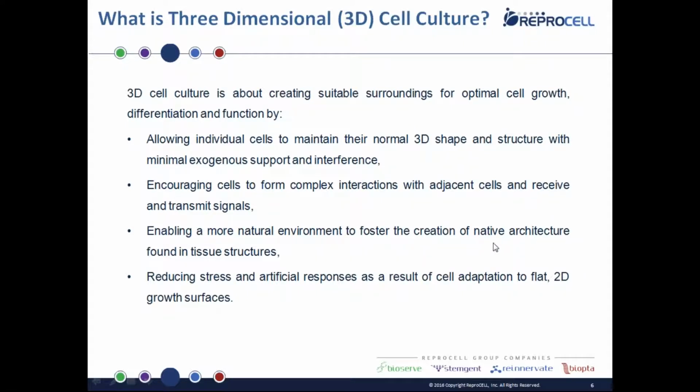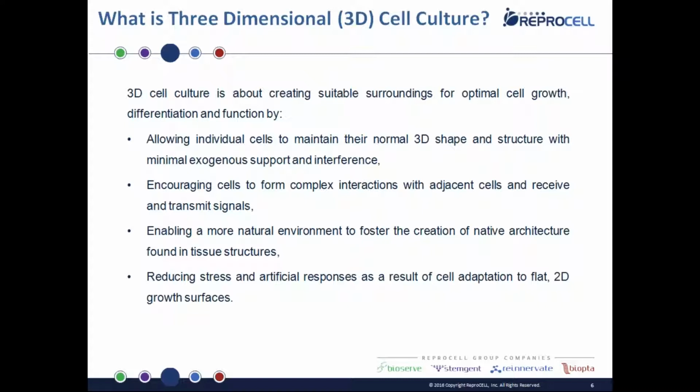We want restitution of native architecture, so the tissue that you're reconstituting, rather than creating in vitro, is more like in vivo. And we reduce essentially a lot of artificial responses that are associated with 2D. When the cells are flattened, as they are in 2D, that means that their intracellular protein localization has changed, and that is going to affect the cell processes which are happening within the cells, and this is going to have an effect on what you see happening in the experiments.